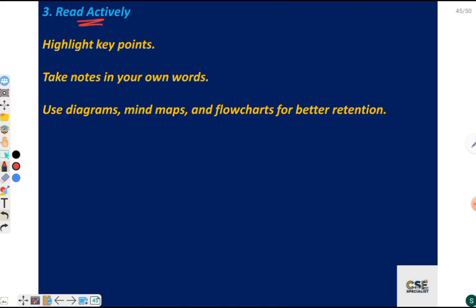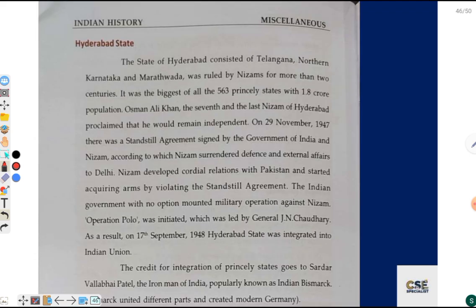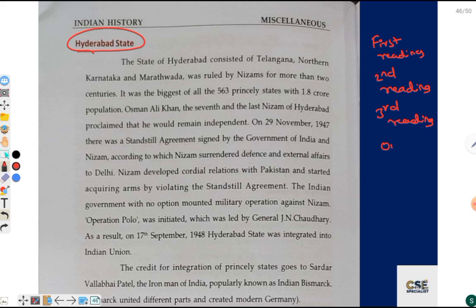Then read actively. Highlight the key points, take notes in your own words, and use diagrams, mind maps and flowcharts for better retention. How to read actively? Let's take a sample of it. Here there is a topic of the Hyderabad state. Let's see how to read. For reading, you should have a first reading, second reading, third reading, then your own notes.